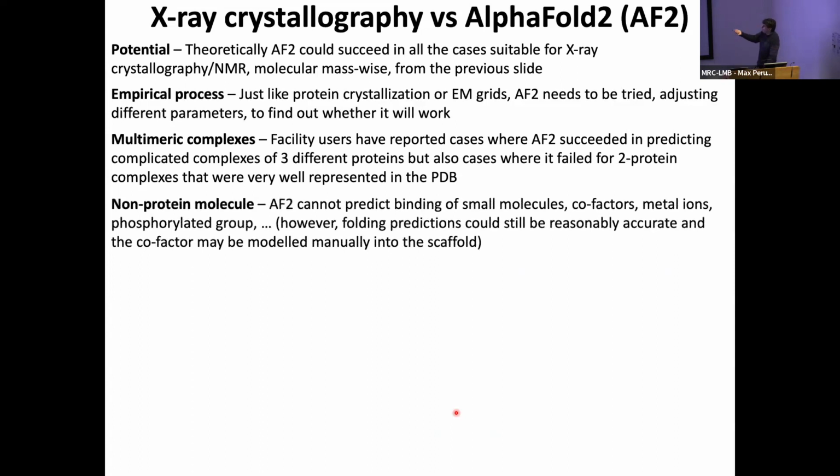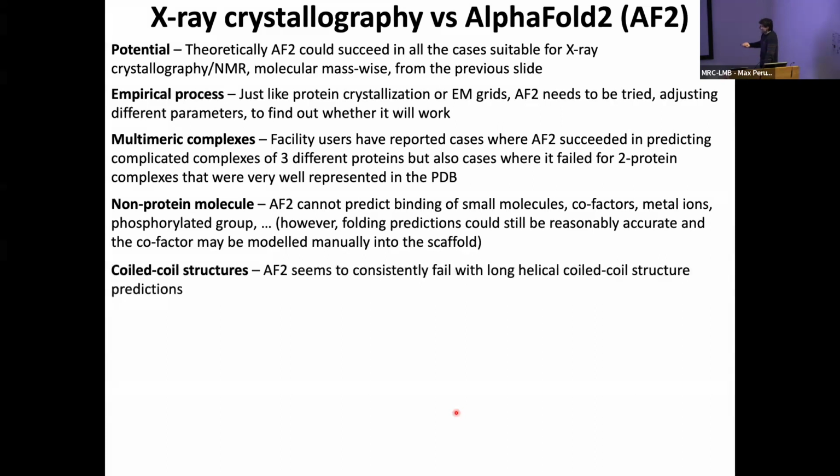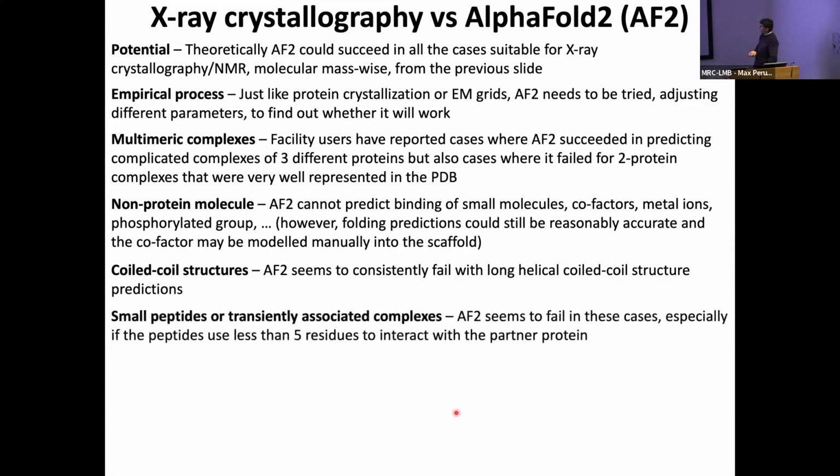AlphaFold cannot do binding of small molecule cofactors, metal ions, or phosphorylated groups. So for that, yes, you should come to see us. Coiled-coil structures: AlphaFold is not good at them, but crystallization also is not very good. They don't crystallize very easily, and they would probably be too small for EM. So this is a problem that is a bit unsolved, actually. I know lots of groups that have been trying for many years to get these coiled-coil structures, and they can't.